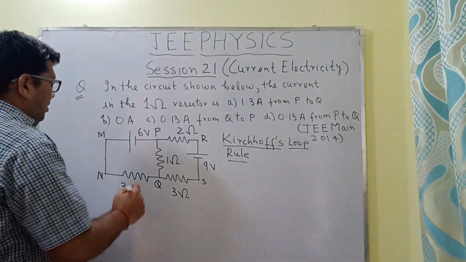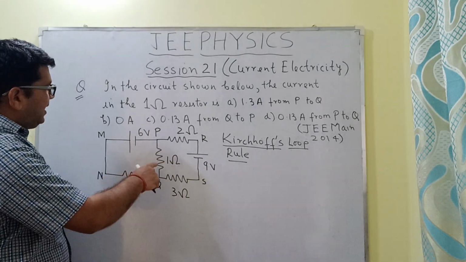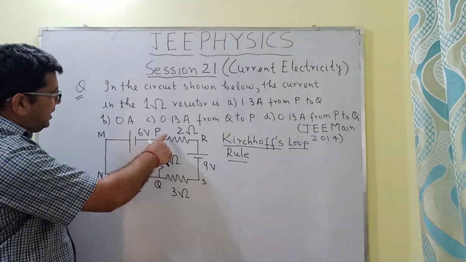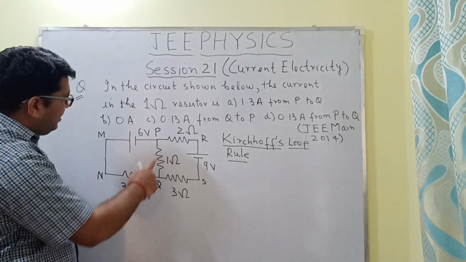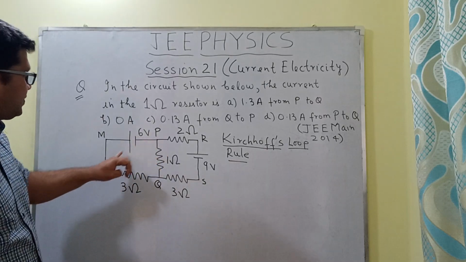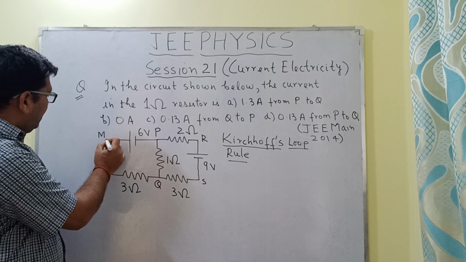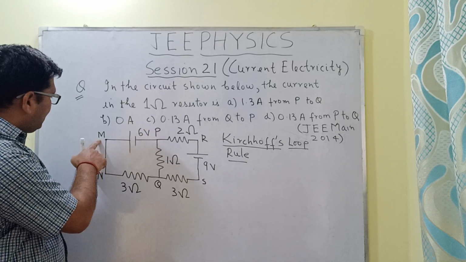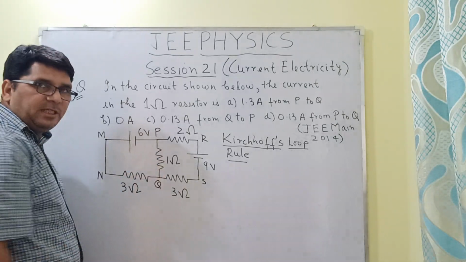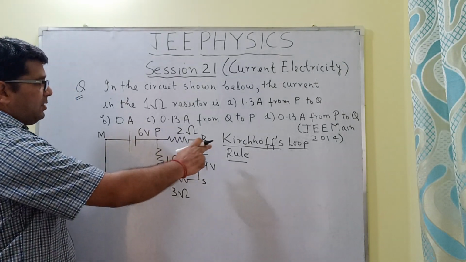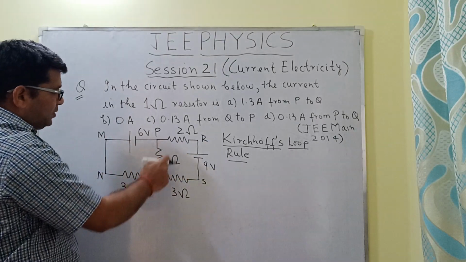So here in this question, we have to find the current which is flowing through this 1 ohm resistor. For solving this question, I have denoted these points in the electric circuit: this is point M, this is point N, this is the point R, and this is the point S. P and Q were already given in the question. Now using Kirchhoff's loop rule, I will be finding the current through this 1 ohm resistor.